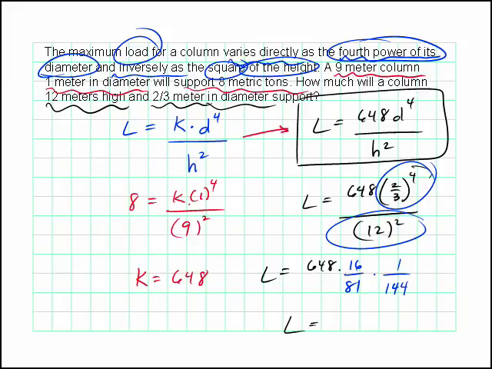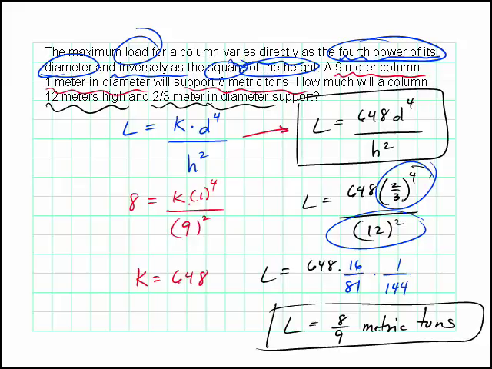But it should work out to be, as a fraction, reduced to 8/9, and that's the support, so that's going to be metric tons. 8/9 of a metric ton. And there's our example on joint variation. Okay, so now you should know how to solve problems using direct variation, inverse variation, and joint variation. And that concludes the lesson.